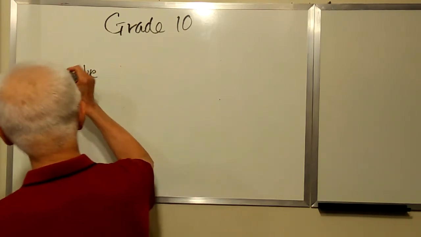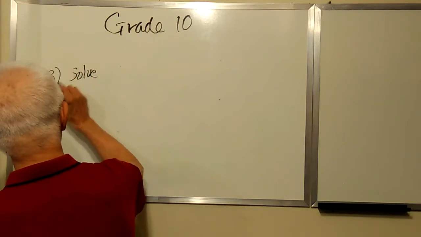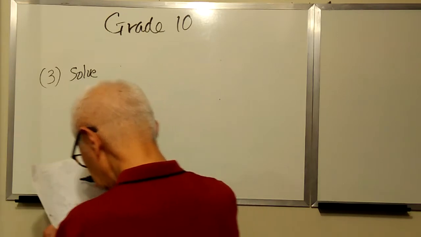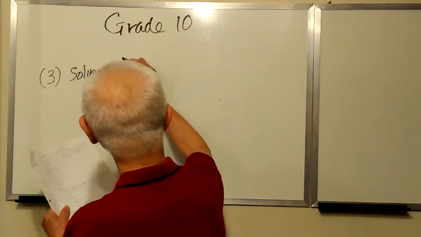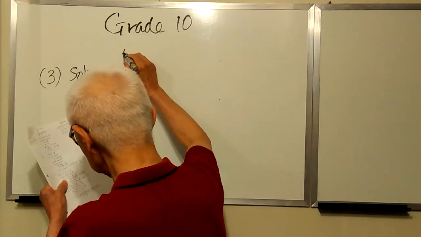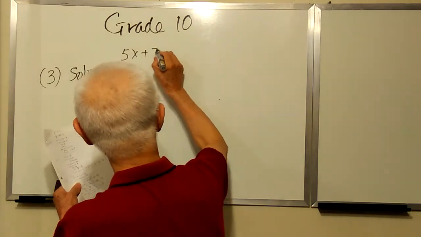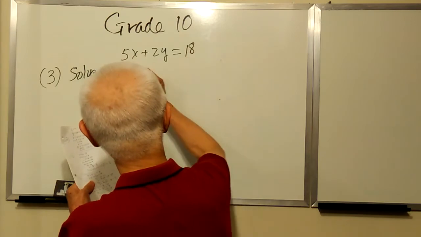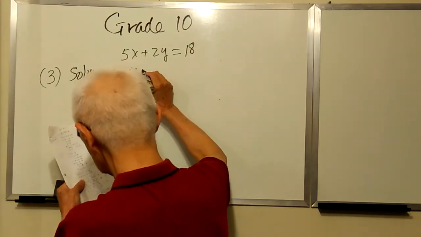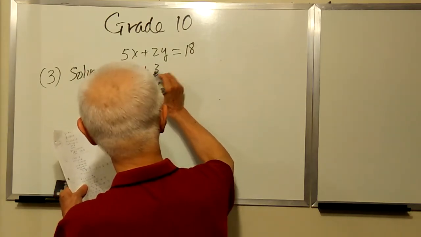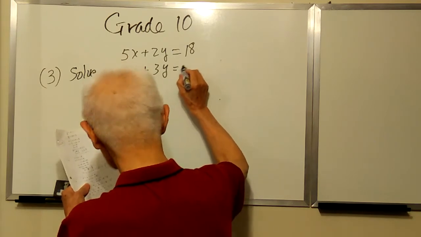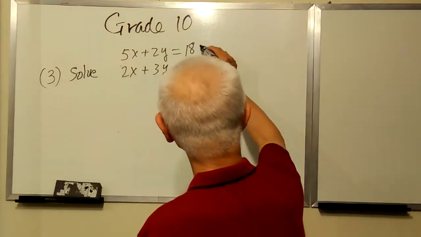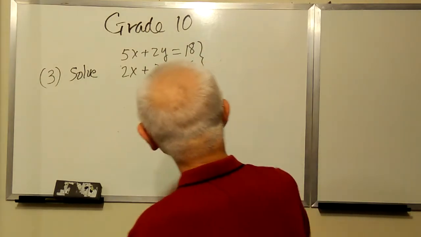So number 3, same thing, solve. Now number 3 is a little more complicated than number 2. 5x plus 2y equals 18, 2x plus 3y equals 16. Now this is a pair. How do I do that?